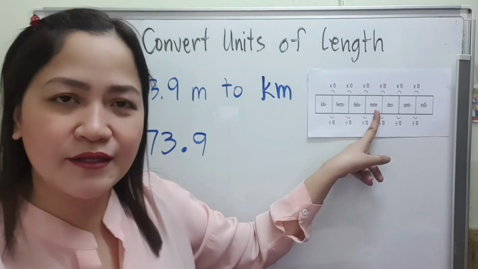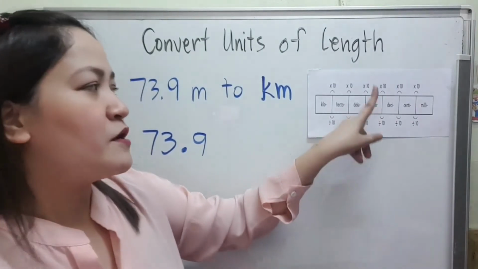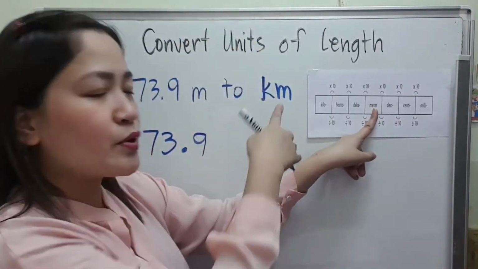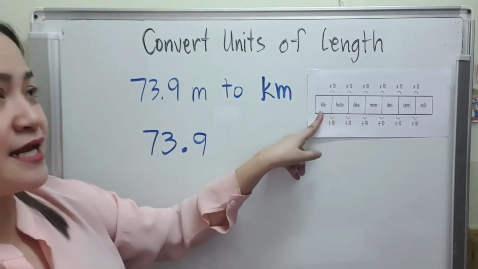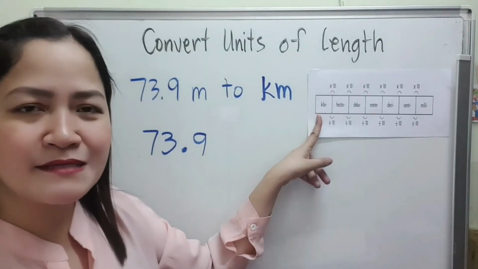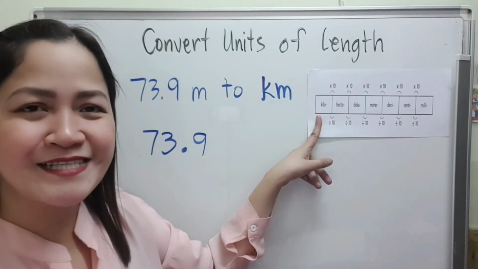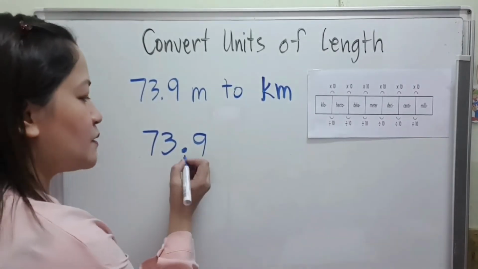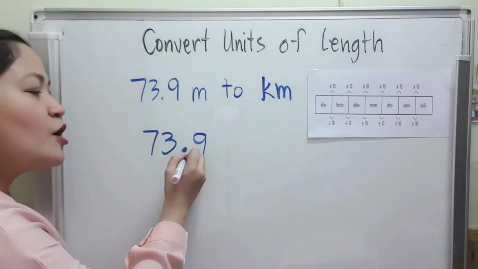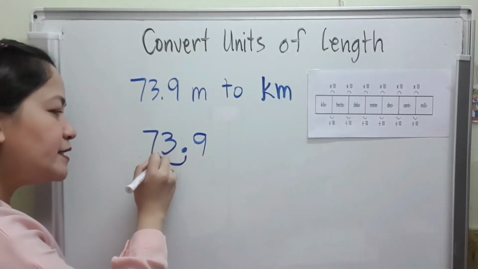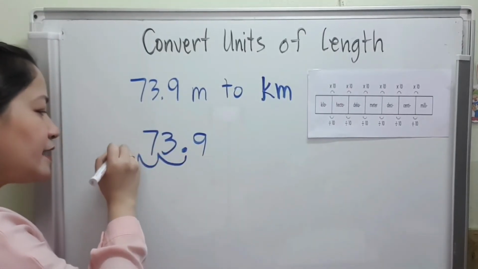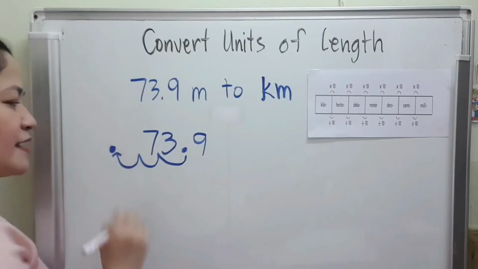Now we need to count how many places. From meter to kilometer, 1, 2, 3. So we need to move the decimal point 3 places to the left. So our decimal point is here. Move 3 places to the left. Count 1, 2, 3. So the point will be there.